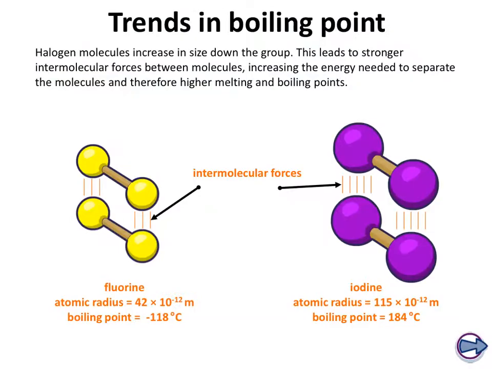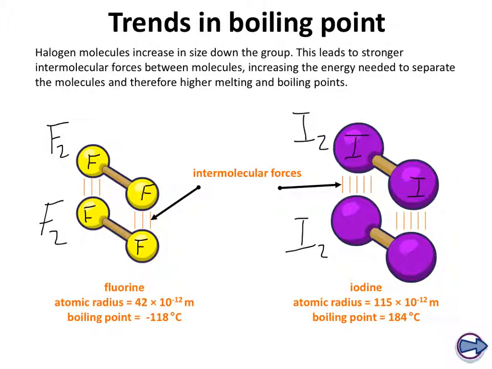So why does the boiling point of the halogens increase as you go down the group? Here's a diagram of 2 fluorine molecules. So that's F2 and that's F2. And here's a diagram of some iodine molecules, I2, I2 there. So that's a fluorine atom, that's a fluorine atom. F, I.